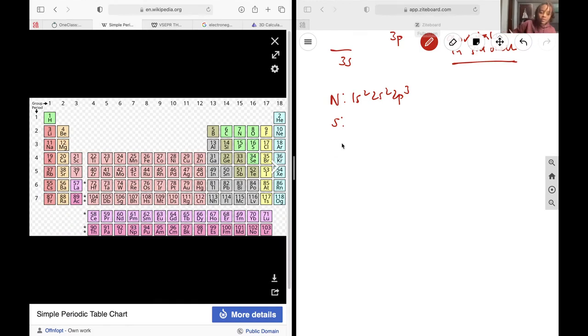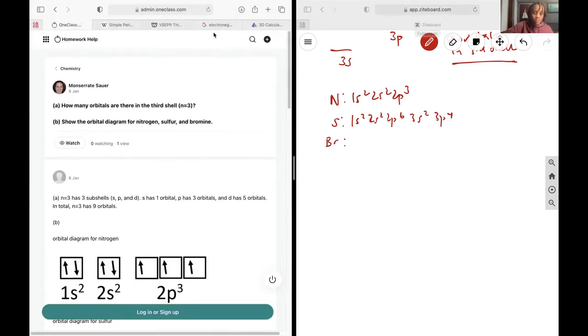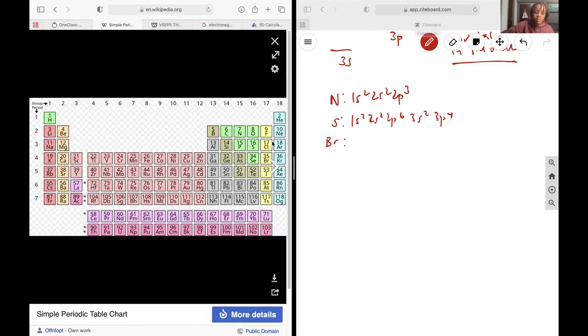So sulfur is right here. So again, just count it out. 1s2, 2s2, 2p6, 3s2, 3p4. And lastly, I believe the last one is bromine. And bromine is right here. And so its short configuration would be Ar in square brackets, but I'm just going to count from the beginning so I can have the entire diagram. 1s2, 2s2, 2p6, 3s2, 3p6, 4s2, 3d10, 4p5.